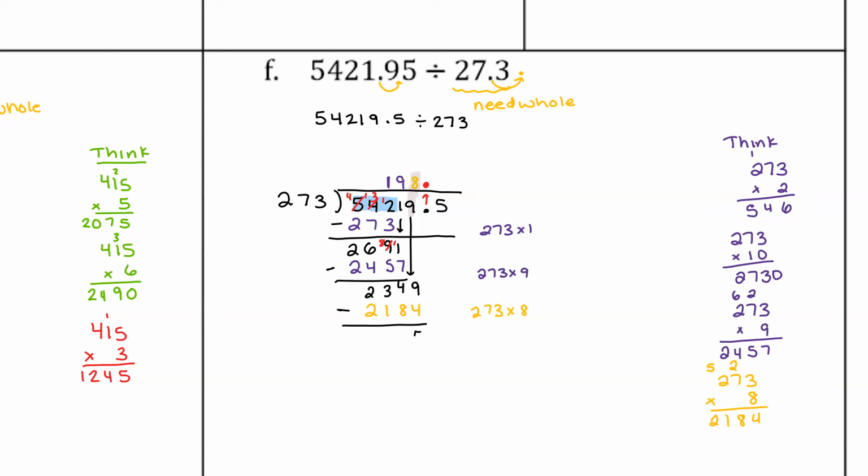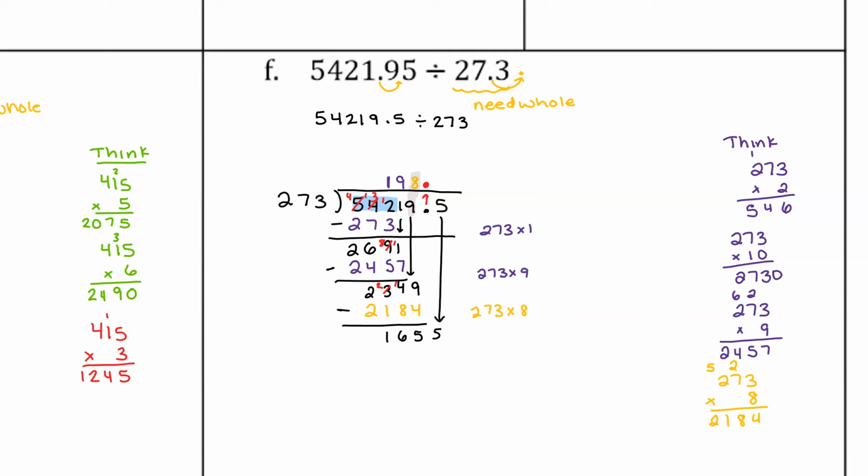9 minus 4 is 5. 4 minus 8, ooh, I can't do that. I've got to borrow. So I'll call this 2, make that 14. 14 minus 8, that's 6. 2 minus 1 is 1, and 2 minus 2 is out. And now I have to bring down this 5.